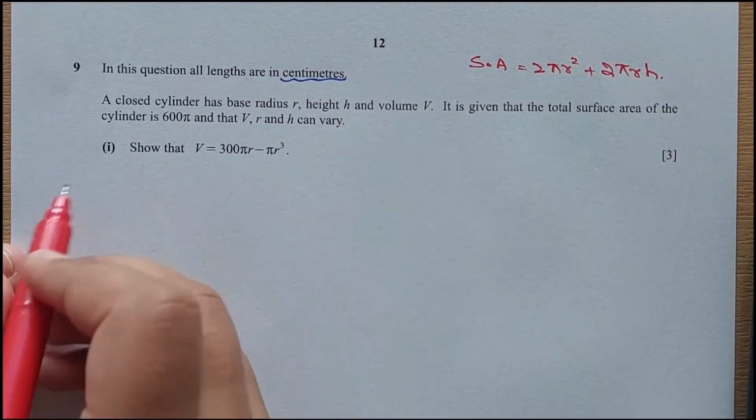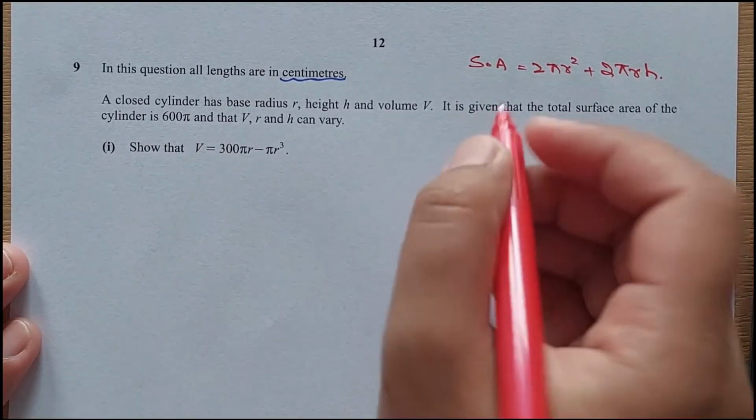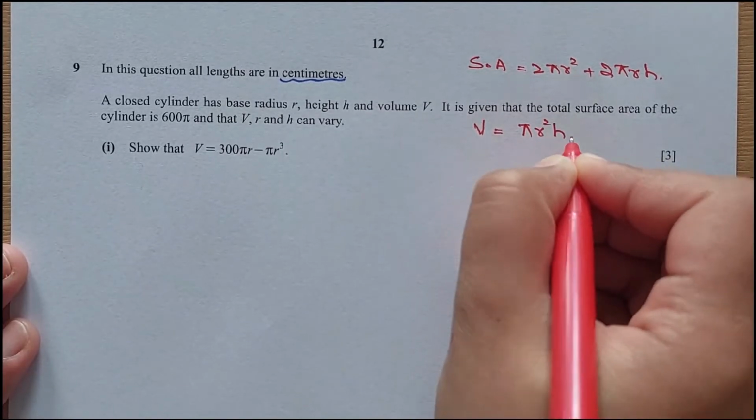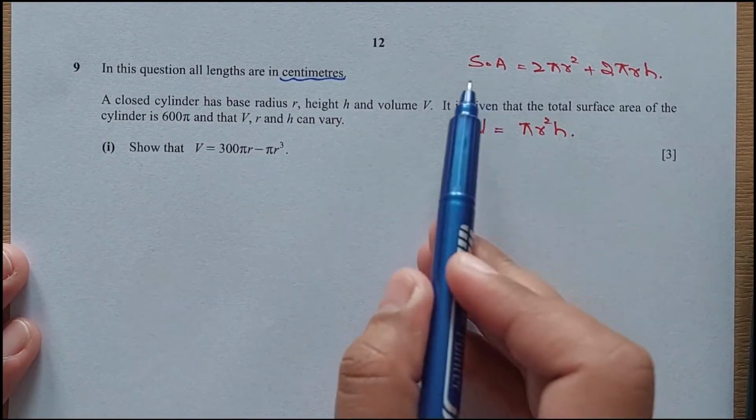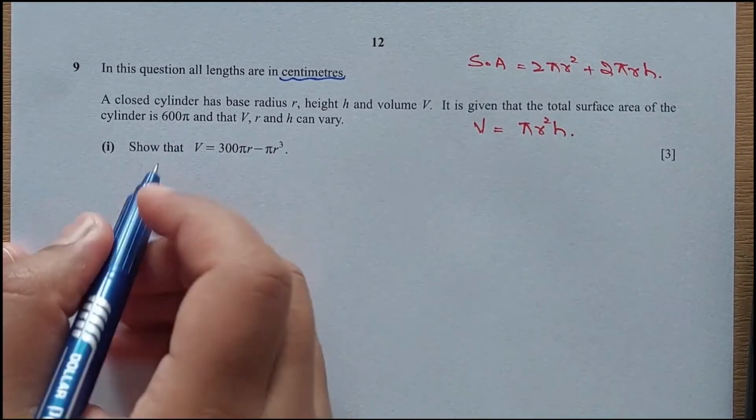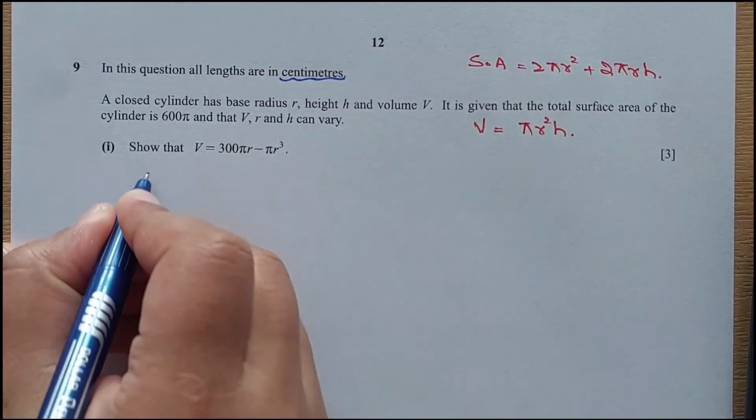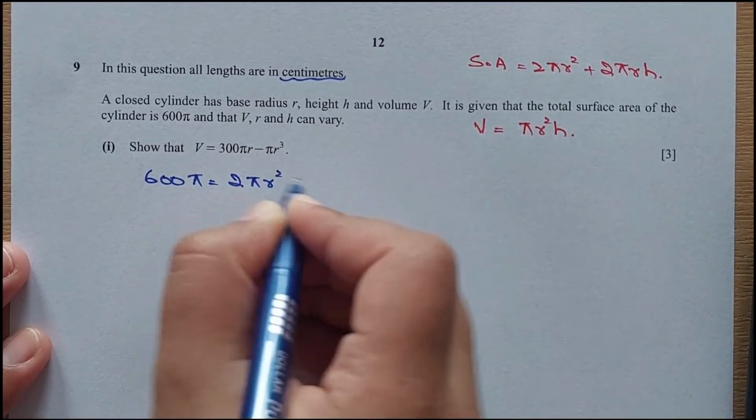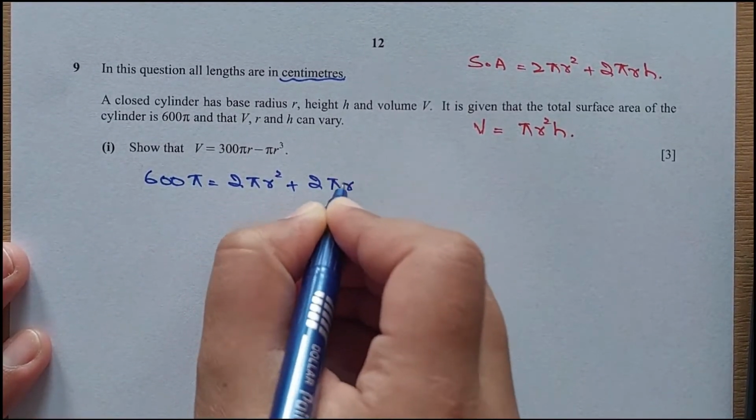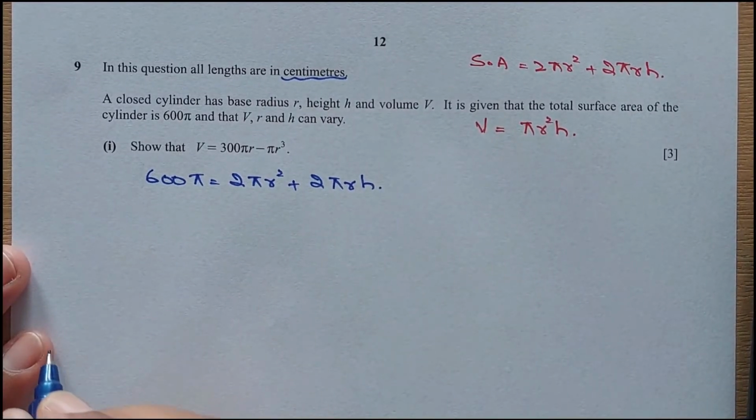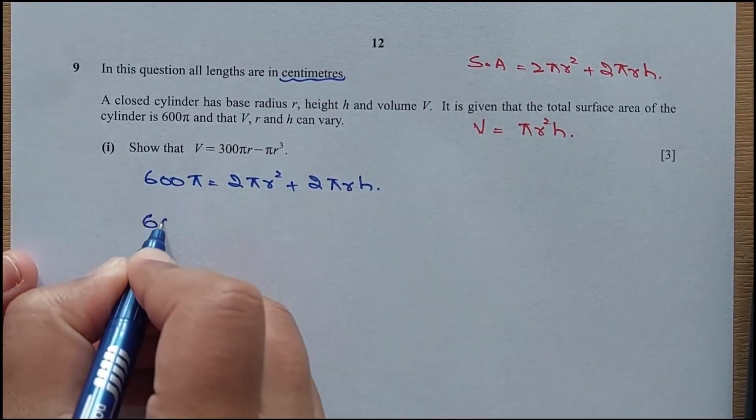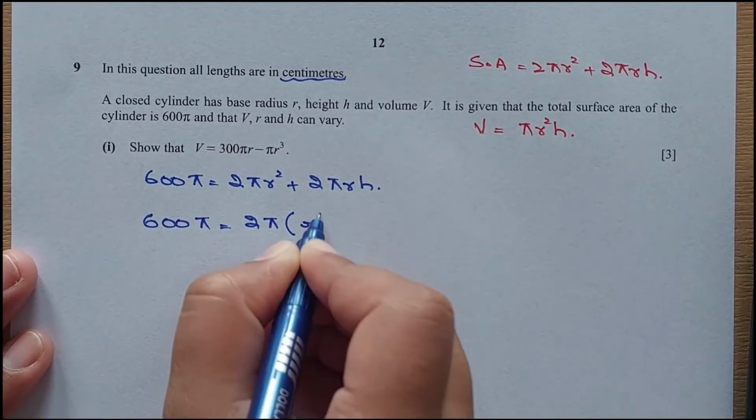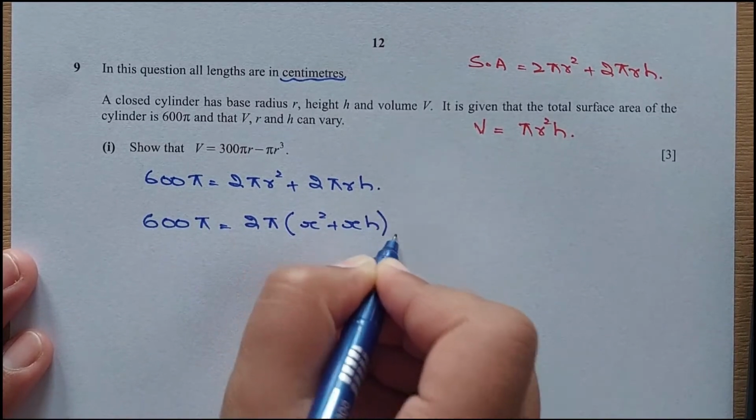Right? Now for part 1, show that the volume of the cylinder is this, and the volume of a cylinder has a formula, that is pi r square h. Right? So first we have to use the given information that the surface area is 600 pi. So putting the values in this formula, 600 pi equals 2 pi r square plus 2 pi r h. Let me solve for the variable h from here. Right? So we have 600 pi, and let me take 2 and pi common. We have r square plus rh, right?